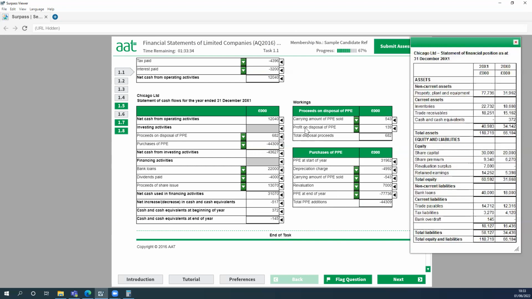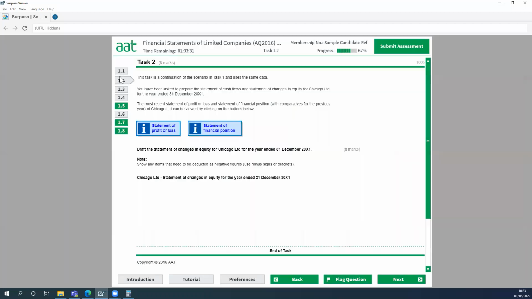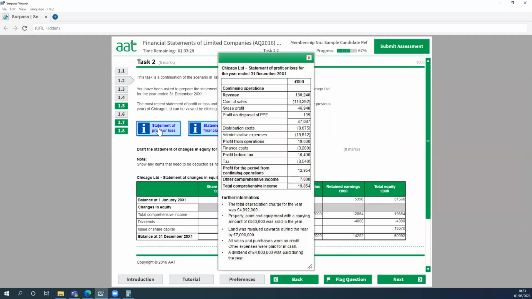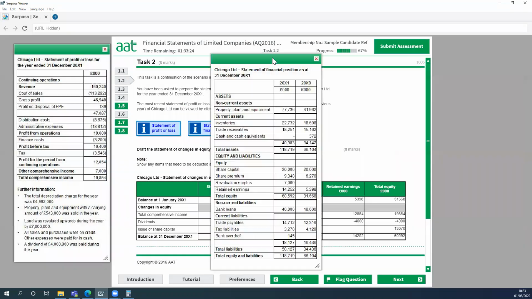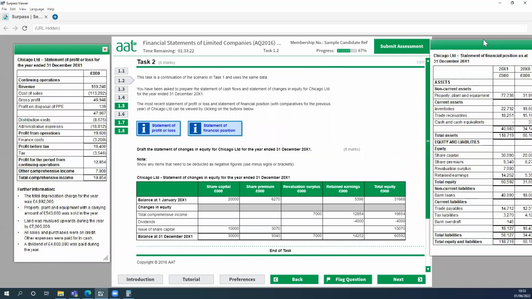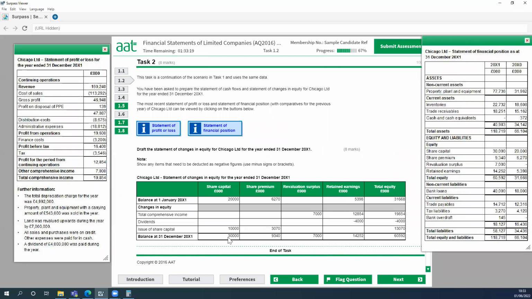And the next thing we're going to do is the statement of changes in equity. This one is relatively straightforward. Let me show you, because all you're doing is taking the information that you've got from your statements of financial position figures. So watch. Your share capital at the beginning of the year was 20,000. Share capital at the end of the year is 30,000. So that's those calculations we did before, isn't it? So we've raised 10,000 through issuing share capital.